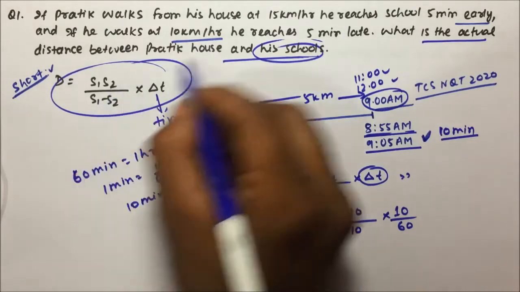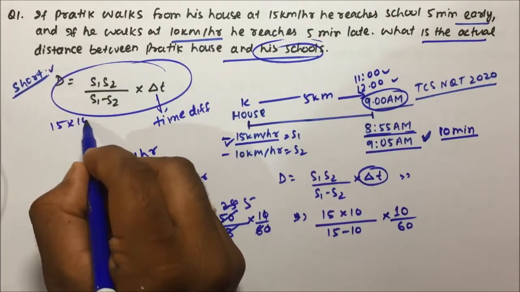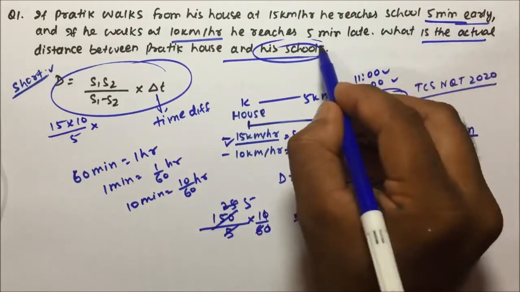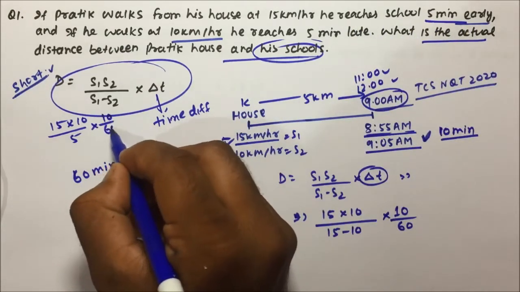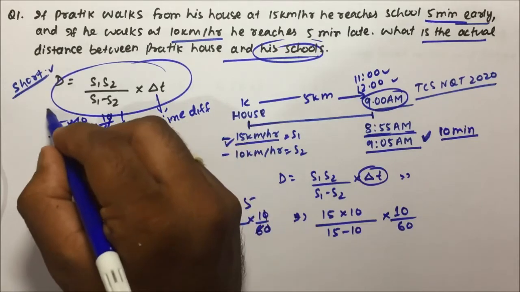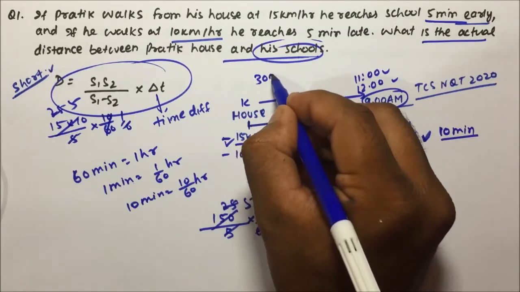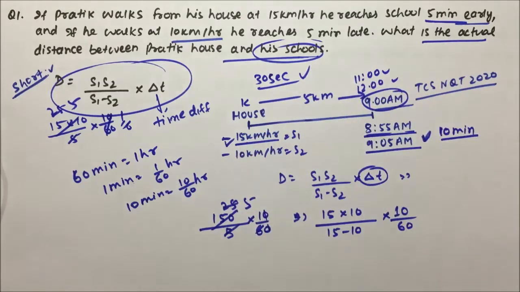You know the formula. See, 15 into 10 divided by 15 minus 10 is 5 into time difference. So 5 minutes early and 5 minutes late, the time difference is 10 by 60. So this is 1 by 6. This is 25 times and this is 5 times. So I can say 30 seconds was more than enough to solve the question number 1.